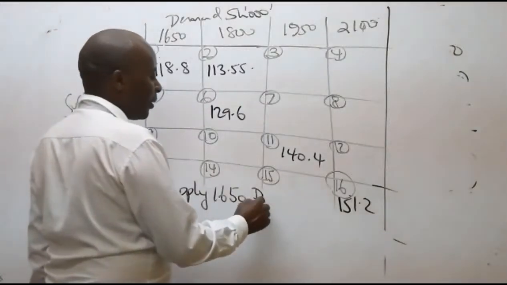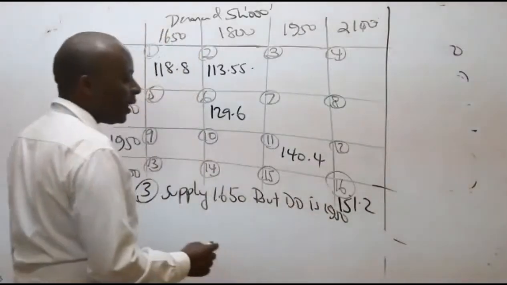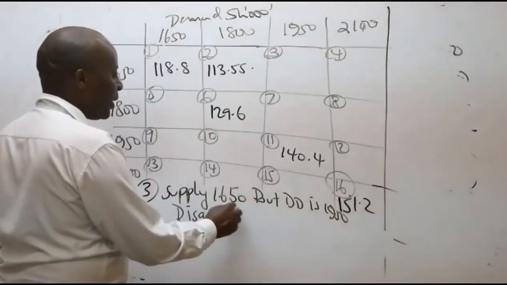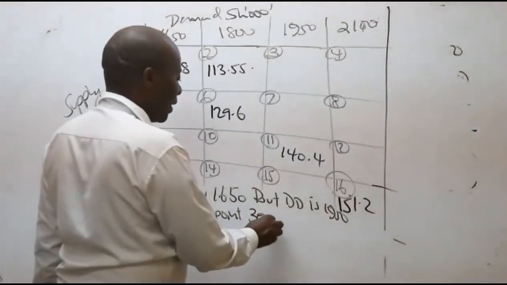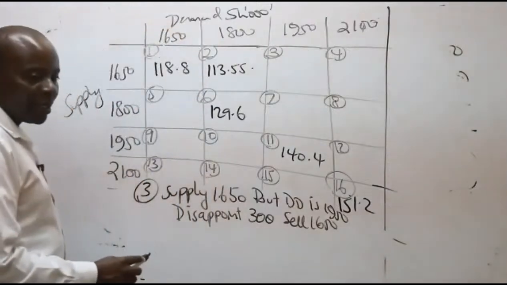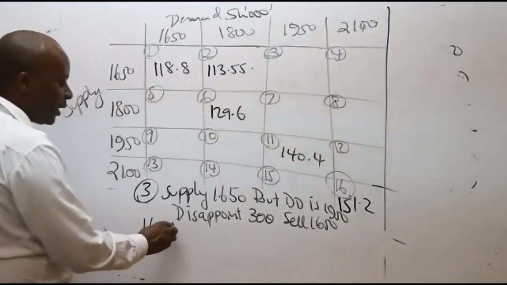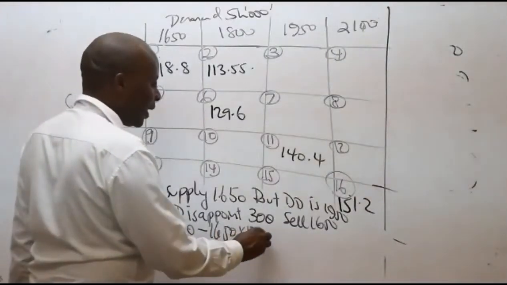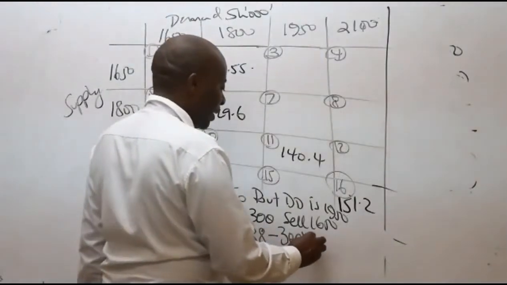But demand is 1950. Meaning that we shall disappoint how many? Customers we shall disappoint. I'm being told it's 300. And then of course we shall sell 1650. So then the profit here will be 1650 times the 210, minus 1650 we have supplied times the 138, minus the opportunity cost of the customers who will be disappointed, 300 times 35.